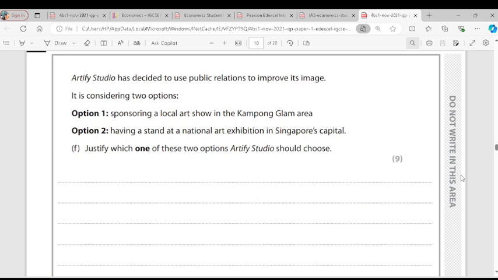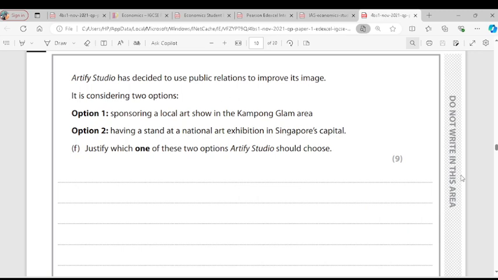however, this may mean that Artify Studio employees have to take their time off. Because when you are going for an exhibition, it means your workers, your employees have to be there to talk to these artists. So that means they're not going to be at work. And Artify is a small business. It doesn't have large numbers of employees. So almost all its workers will come to the art exhibition, so nobody is at work.